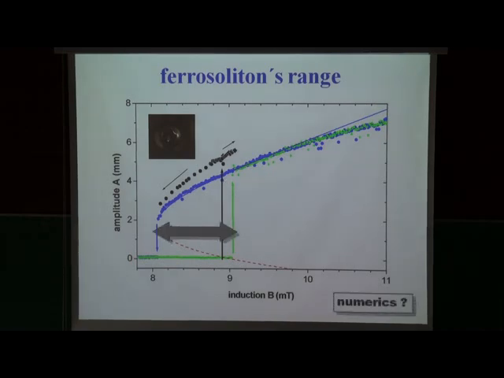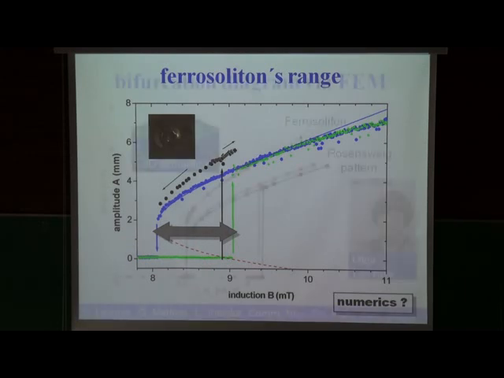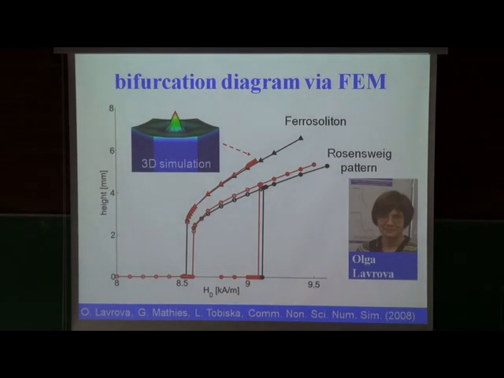Now, certainly, when I observed that, I asked some people in numerics, couldn't you try to find these as well in some simulations? And there was Olga Lavova at the University of Magdeburg, and it took her a long time, probably some similar problems to what you mentioned with the initial situation, to nucleate a small bump or crest, which then eventually evolves into a stable localized state of the ferrosoliton. And here you see such an object.